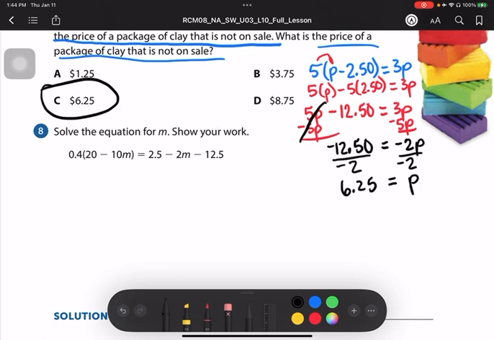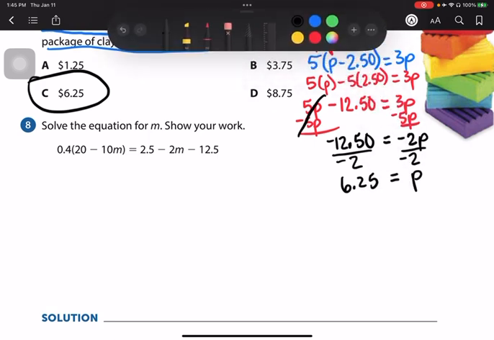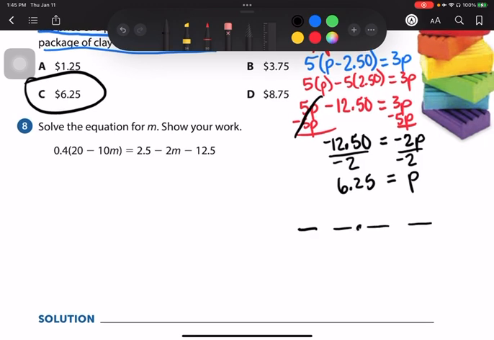Number 8, let's check and show your work. We want to do the distributive property here. I'm going to show you a little trick because we're dealing with decimals. Decimals also can be tricky, but if you know your place value, okay, here's my decimal. This is the ones place. This is the tens place. This is the tenths place. This is the hundreds place.